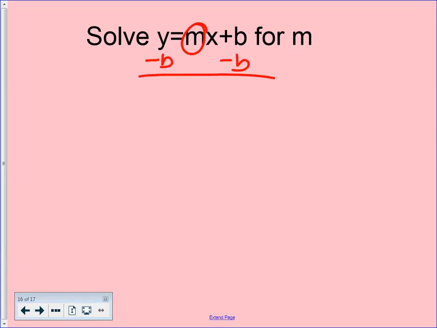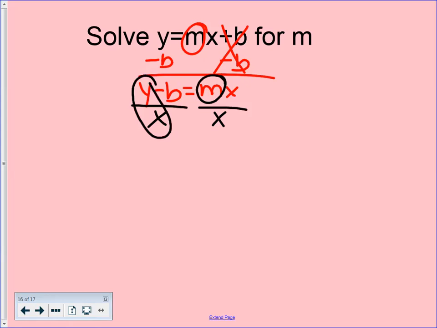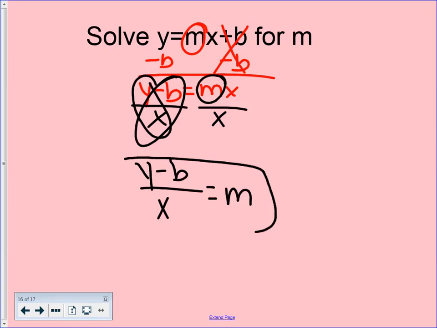Y minus B, those are not like terms, so those stay the same. MX, I haven't done anything with, but my B's on the right-hand side cancel. Again, I am solving for M, so that means I need to divide by X to both sides. When I look at Y and X, those do not simplify. Negative B and X does not simplify. Nothing simplifies, meaning that Y minus B over X equals M is my final answer. There will be some cases, everybody, that you will leave it as the fraction. But if it does simplify, I do expect you guys to simplify it.